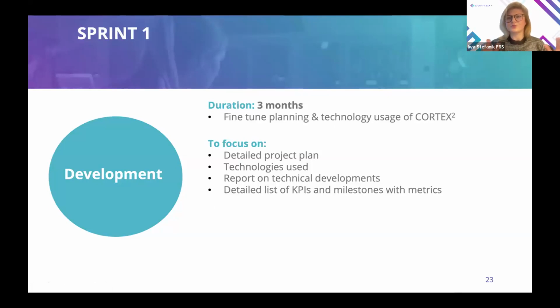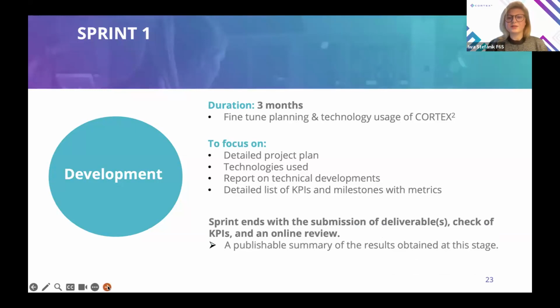So of course you are submitting to us this 10 pages proposal with a plan, but then this development sprint will have a bit of time, so you really unfold and specify exactly, also according to the feedback received during the evaluation and from the assigned mentor, to really fine-tune. You will need to focus on a detailed project plan, which technologies will be used, there will be expected the report on technical developments, and the detailed list of KPIs and milestones with metrics in case they will need to be adapted.